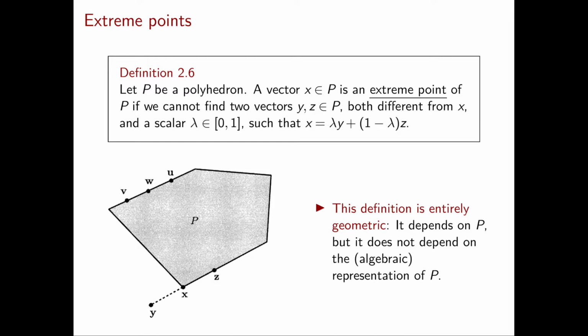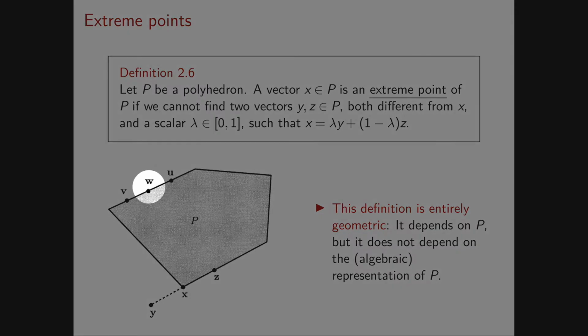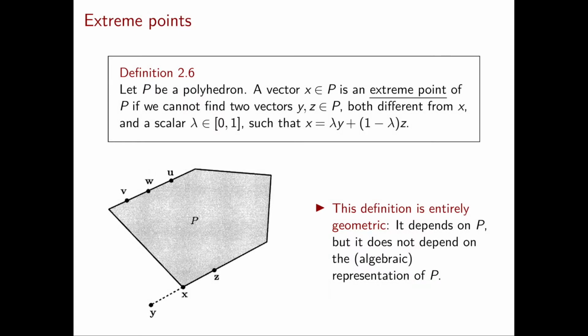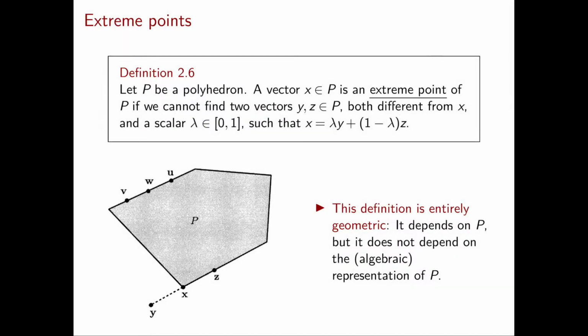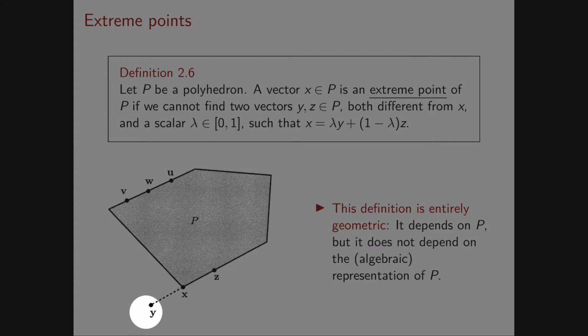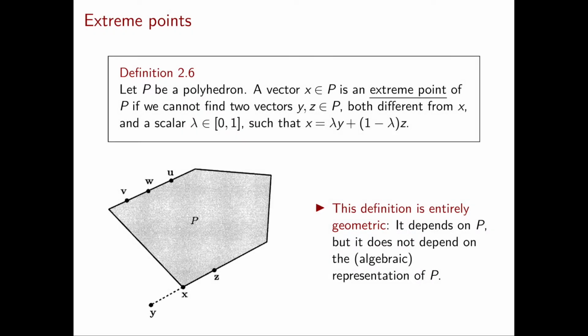Here's the idea. For any point that is not a corner point, we can always find 2 other points in the polyhedron such that our point lies in the segment connecting them, like this point w over here. However, you can never do that for a corner point. For example, look at this vector x over here. No matter how hard you try to find 2 vectors, let's say y and z, for which x lies in the segment joining y and z, at least one of them must be outside the polyhedron. So this gives us the idea behind this definition.